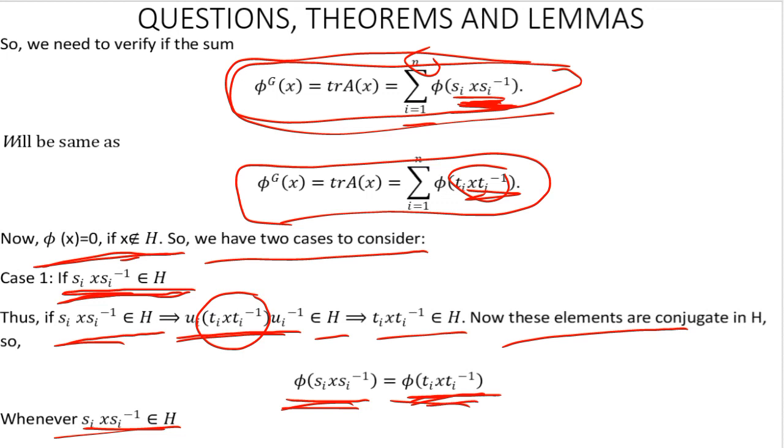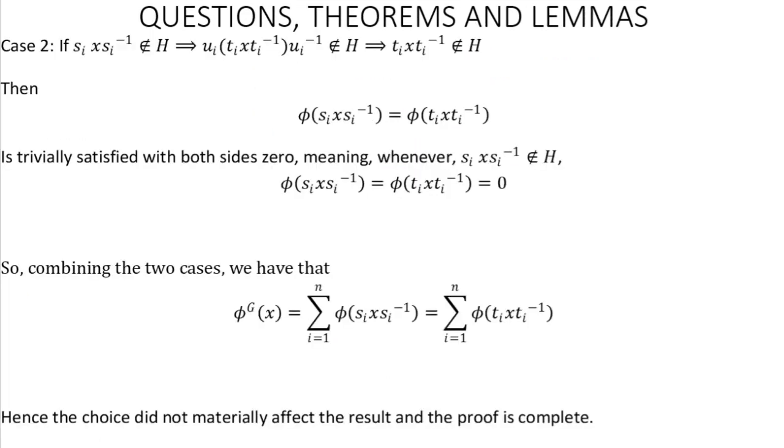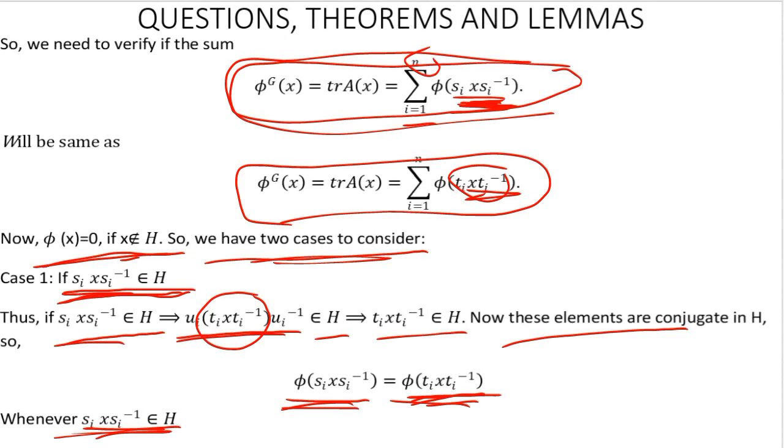So we settled terms whenever s_i is in H. The next thing we need to consider is when it isn't in it, right? Because we already said there are two cases. So what happens when it isn't in it? Case 2: if s_i inverse isn't in H, it means this entire term wouldn't be in H, which means that this term isn't in H. And we already know from the previous slide that wherever x is not in H, the character goes to 0. So you can see here.